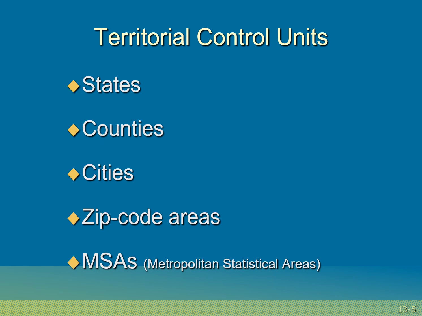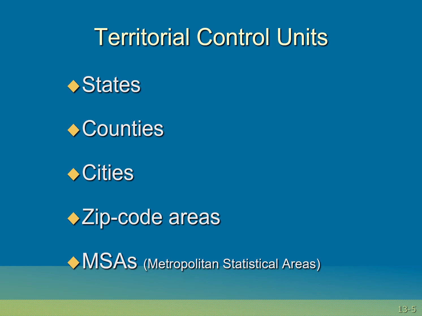Or you can go by MSAs. What's MSA? Metropolitan Statistical Areas. For example, Atlanta is a Metropolitan Statistical Area. Sometimes an MSA may cover more than one state.